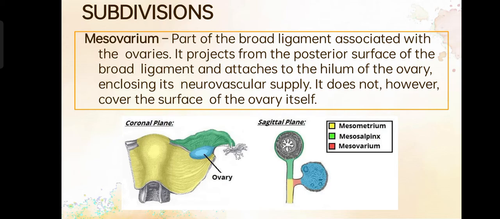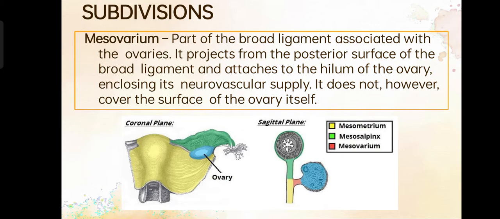First we have the mesovarium, the part of the broad ligament associated with the ovaries. It projects from the posterior surface of the broad ligament and attaches to the hilum of the ovary, enclosing its neurovascular supply. It does not, however, cover the surface of the ovary itself. Ang mesovarium is kaning the yellow one.